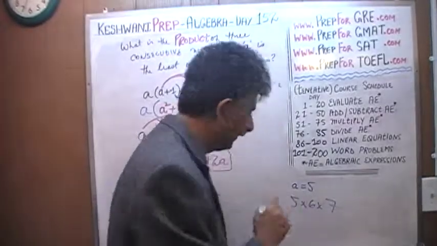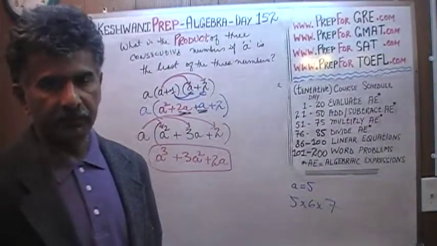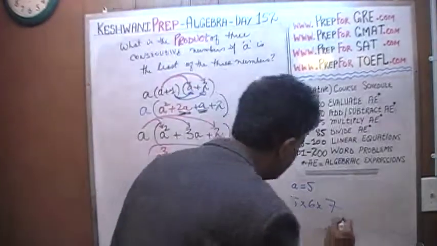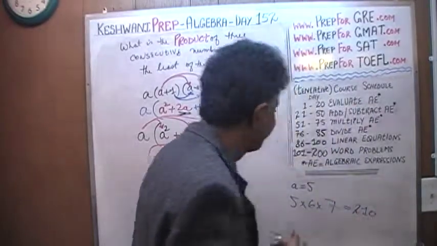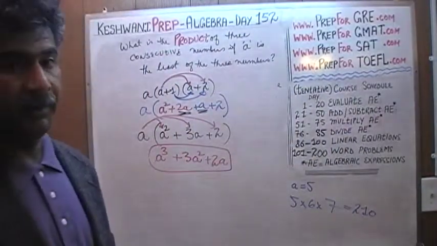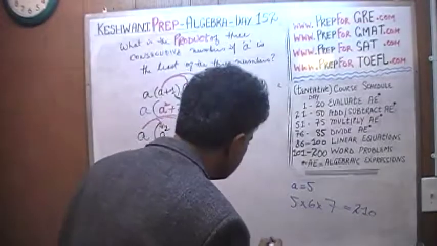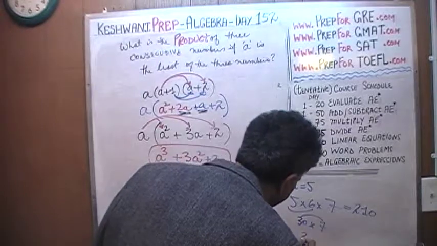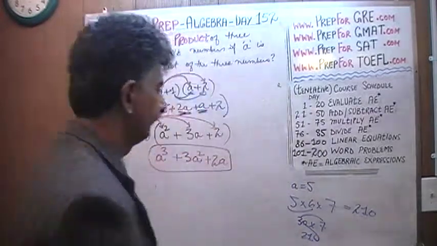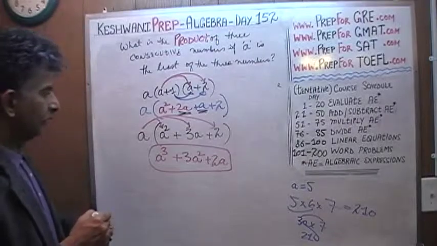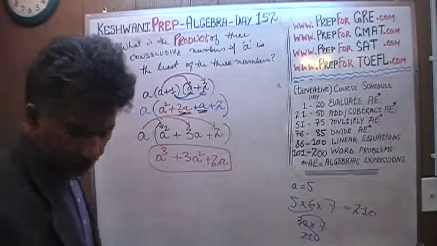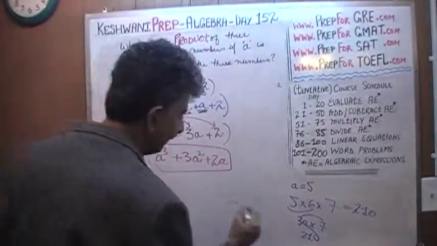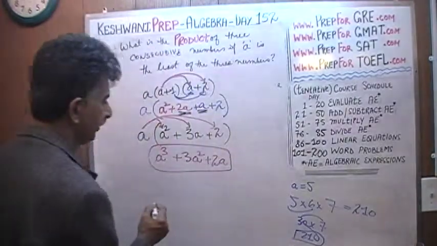5 times 6 is 30. 30 times 7, well, I don't know what 30 times 7 is, but I know 3 times 7 is 21. So 30 times 7, you just stick a 0 at the end. And if you did not understand what I just said, just rewind it, watch it again. See? This is 30 times 7. 3 times 7 is 21. And then you stick a 0. So the answer is 210. This thing better give us the 210 that we are looking for.